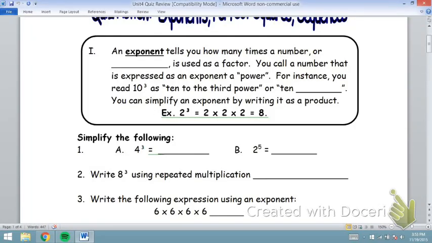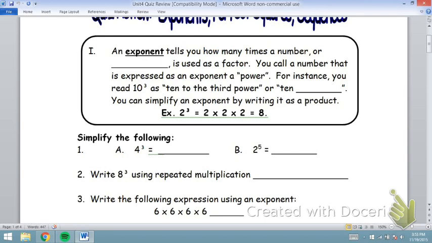Okay guys, so this video is to quickly go over the quiz review for the exponents, perfect squares, and sequences. It's the quiz you guys are going to have Monday, so this will serve as a good little weekend review to help prepare you for that quiz.